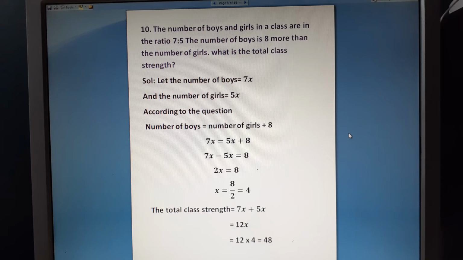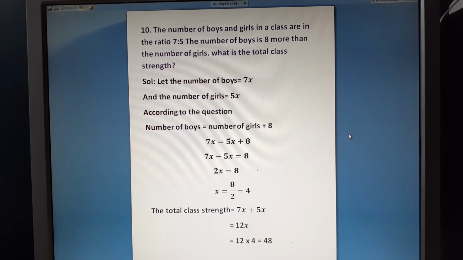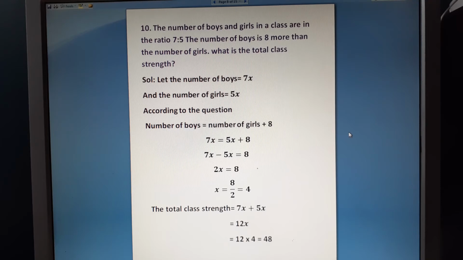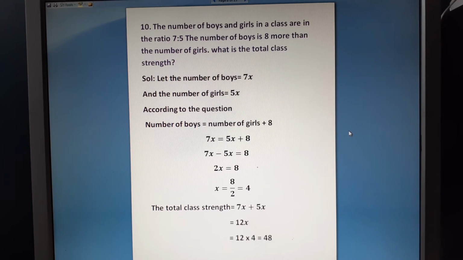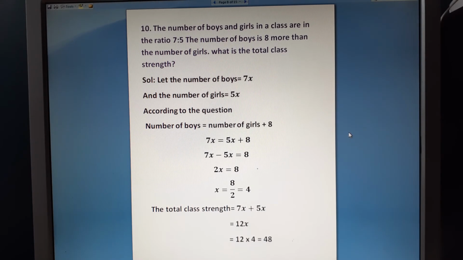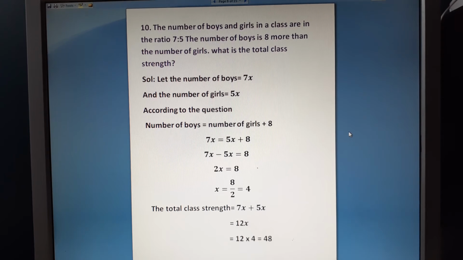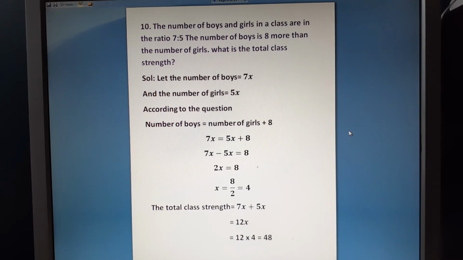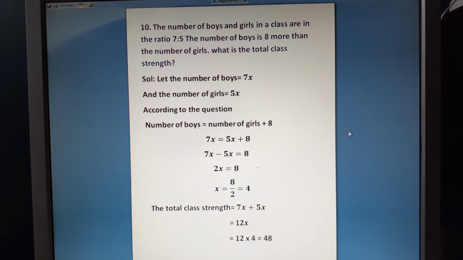The total class strength is equal to number of boys plus number of girls. That is 7x plus 5x, that is equal to 12x. Here x is equal to 4. Substitute x value in 12x. 12 into 4, that is equal to 48. Therefore, the total class strength is 48.